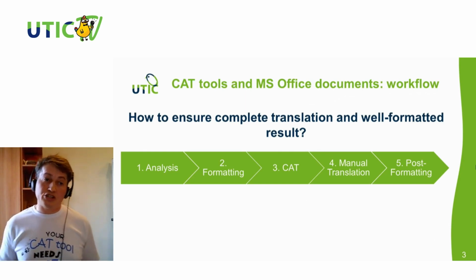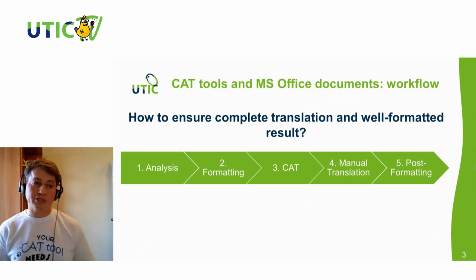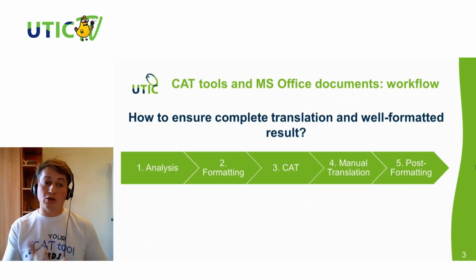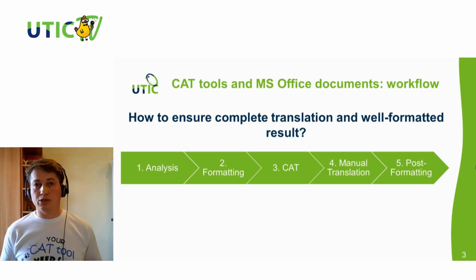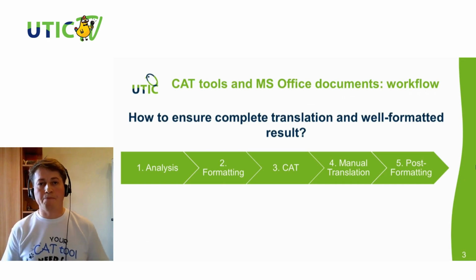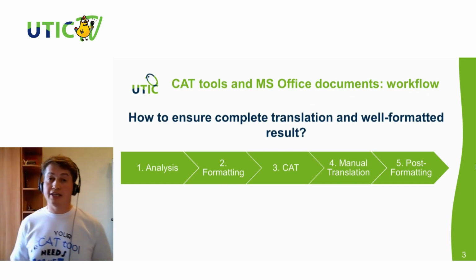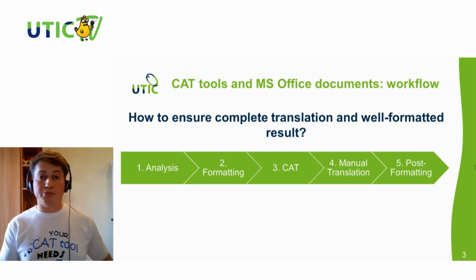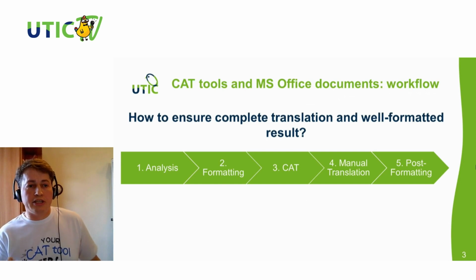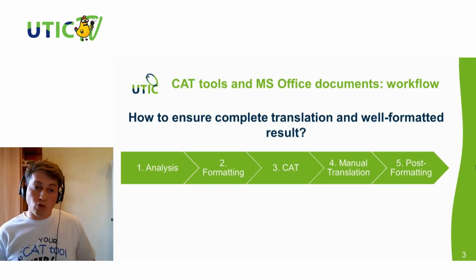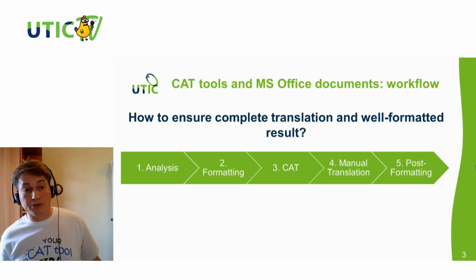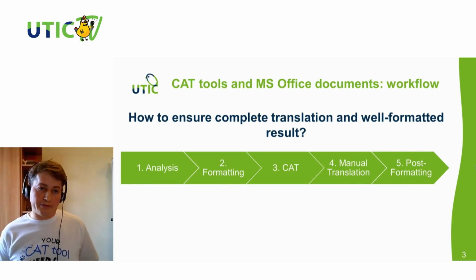At the analysis stage, you carefully check the document for content that is not always imported into your CAT tool, for example, comments in a Word or Excel file. You also check for things that cannot be translated in your CAT tool, such as images. Obviously, you should also check for bad formatting, presence of tables of contents, and a few other things.